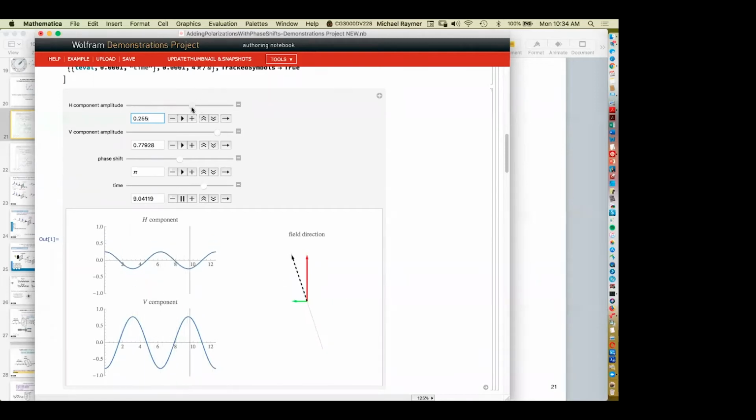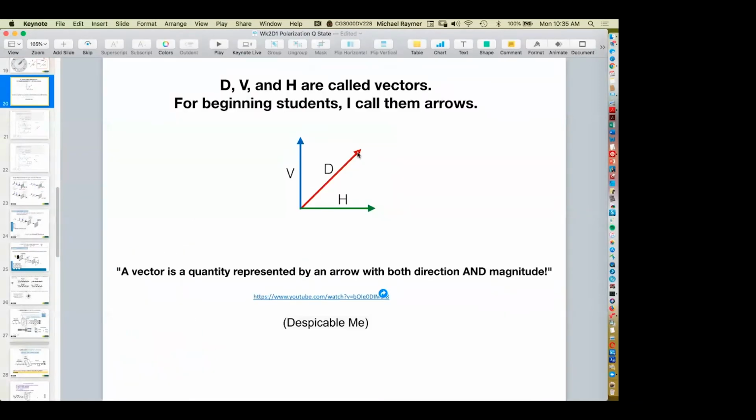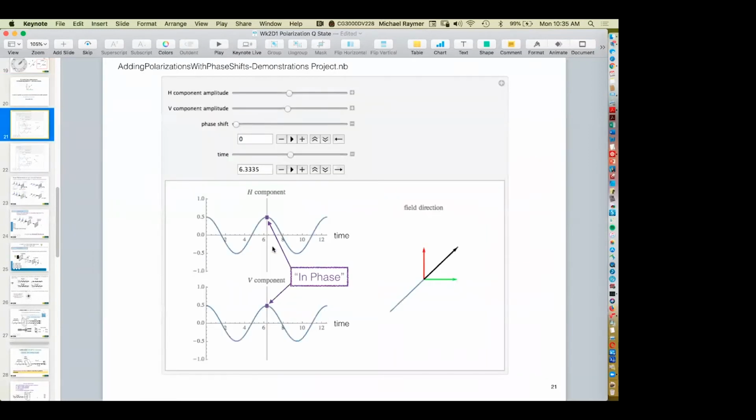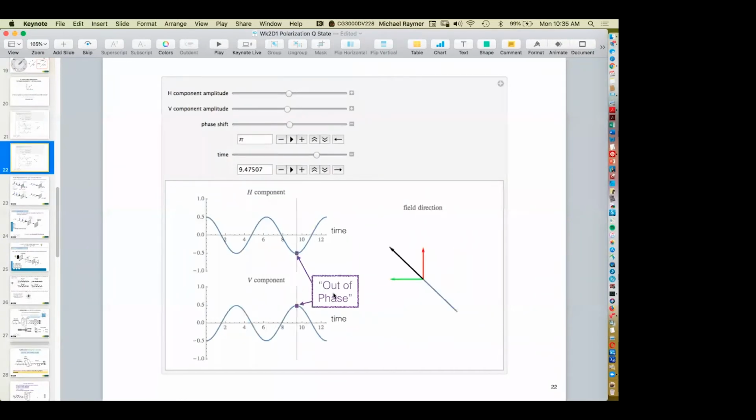I can go like that, and I can rotate that polarization to any angle I want just by changing the relative amplitude of the horizontal and the vertical. Very good. So that's what these pictures mean. When I show a picture like this, you should imagine that it's oscillating back and forth. And this is the in phase condition and the out of phase condition.